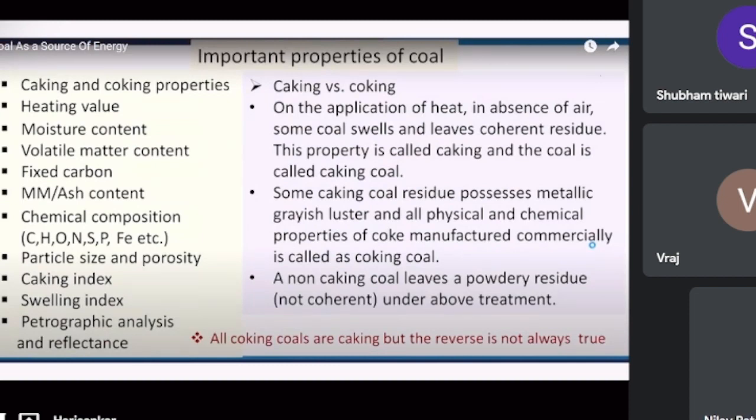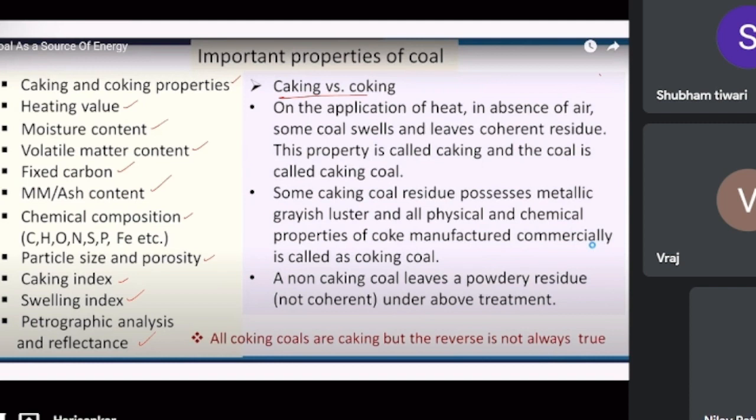These are some of the important properties of coal. You have the caking and coking properties, heating value or calorific value, moisture content, volatile content, fixed carbon and ash content. Then you have the chemical or elemental composition, CHNS, and the particle size and porosity, caking index, swelling index, and petrographic analysis and reflectance. Just naming a few of the important properties in deciding what we can do with a certain sample of coal. These properties decide the use and the value of the coal that we have.